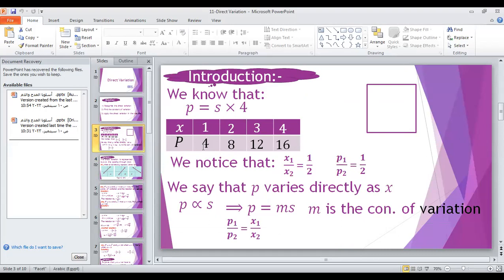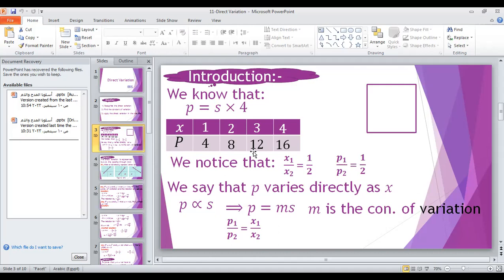1 times 4 equals 4. If the side length equals 2, then the perimeter equals 8. If the side length equals 3, then the perimeter equals 12. If the side length equals 4, then the perimeter equals 16. 4 times 4 equals 16.